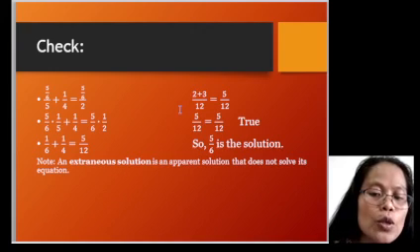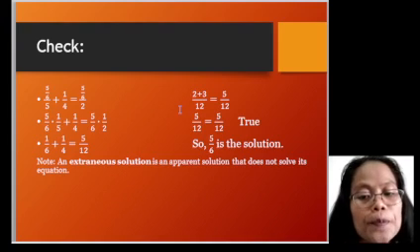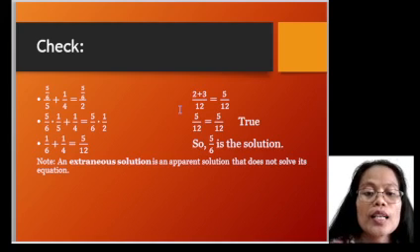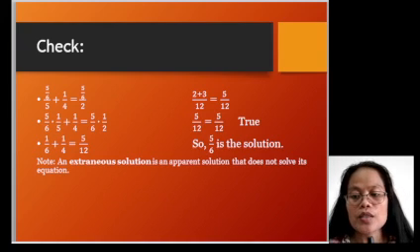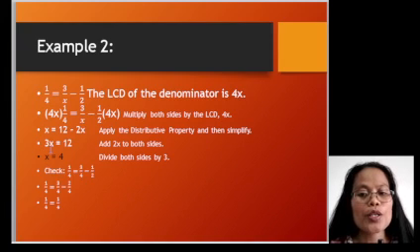And we have a note here. An extraneous solution is an apparent solution that does not solve its equation. If in checking, the final answer is not true, that's an extraneous solution. Kanang dili mag-equal ang left and right of the equation. Okay, next, we will go to example number 2.